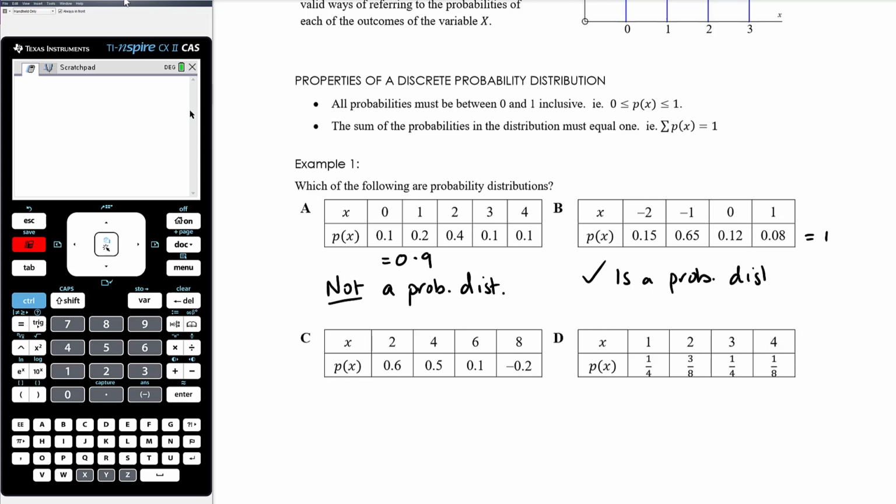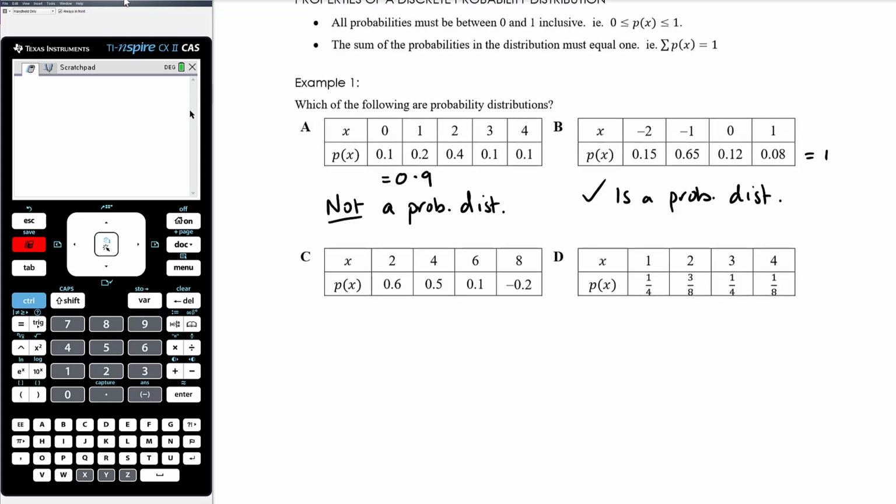Part C. That's an issue there, so this one's not a probability distribution. And D, I'm not seeing anything immediately wrong there. Let's think about what these add up to. A quarter plus a quarter is 2 quarters, which is a half. 3/8 plus 1/8 is 4/8, which is also a half, so they add up to 1. So this one is a probability distribution.